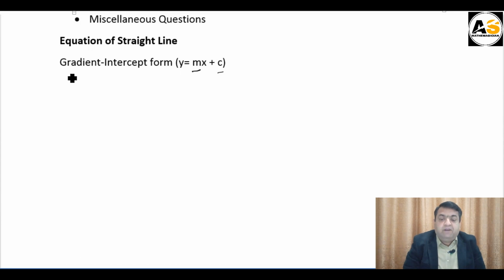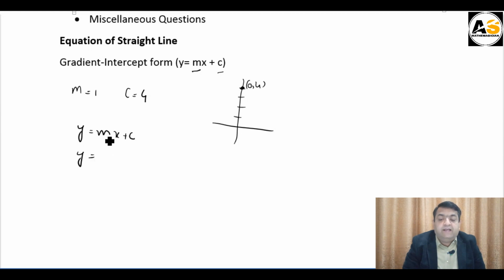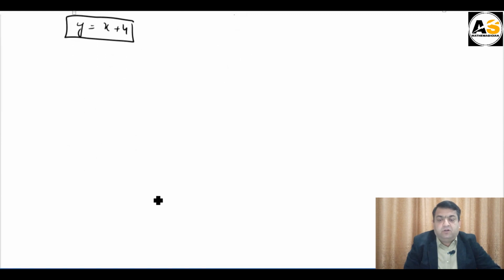Suppose we have a line whose gradient m is equal to 1 and its y-intercept c is 4. That means that it intersects the y-axis at y is equal to 4. This is the y-intercept. Then it will pass through (0, 4). The equation of that line will be y is equal to mx plus c, so y is equal to 1x plus 4. So this is the equation of a line whose gradient and y-intercept are given. We will solve a few questions regarding this concept later on.